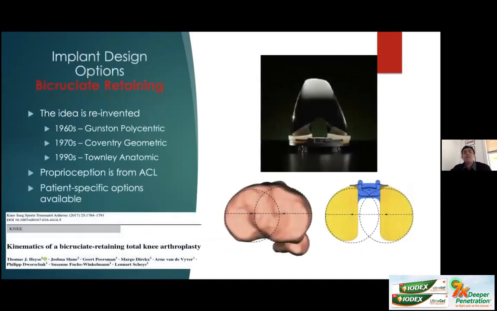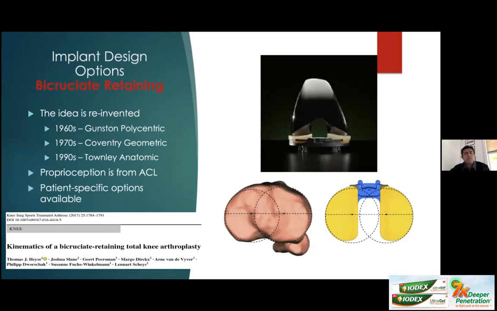The final design that I wanted to highlight is the bicruciate retaining design. Now, almost all of us, when we do a total knee arthroplasty, we are sacrificing the ACL. Some of us preserve the PCL, some of us sacrifice the PCL, some of us build in some kind of congruence into the polyethylene so as to minimize the function of the PCL. But the ACL is uniformly sacrificed.